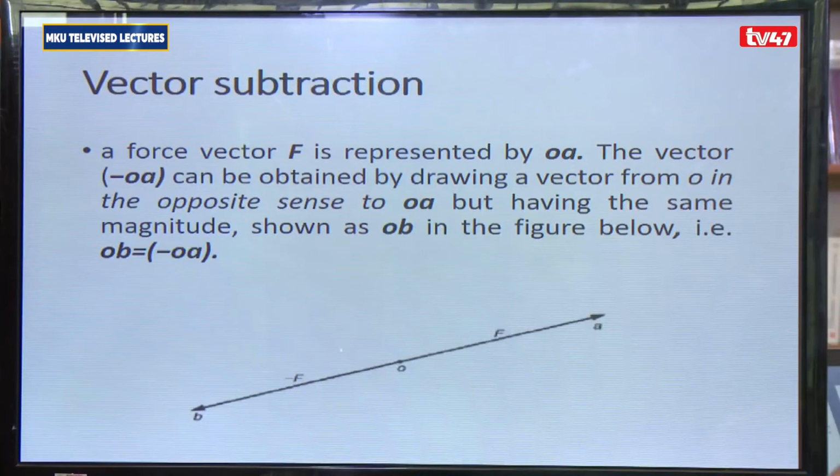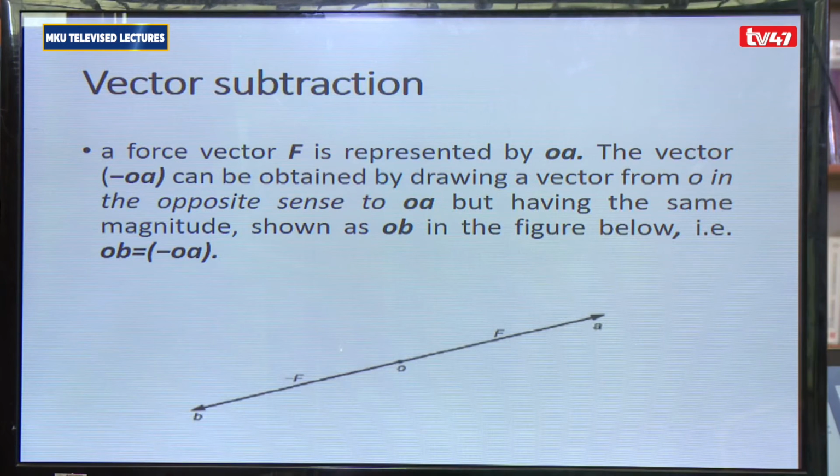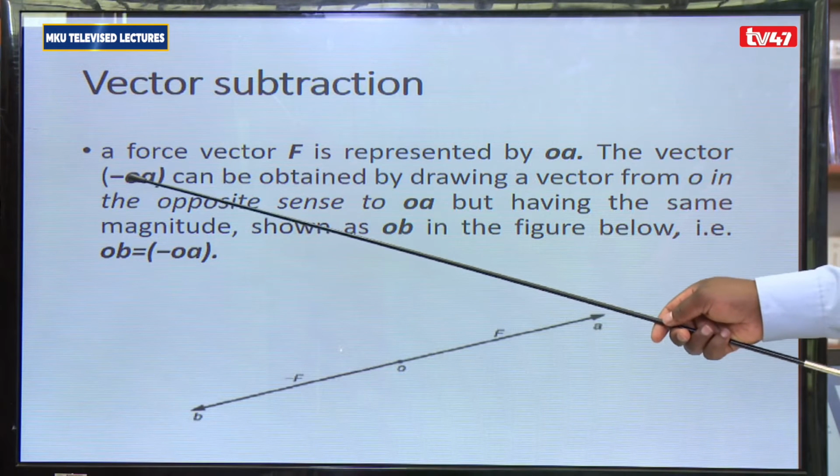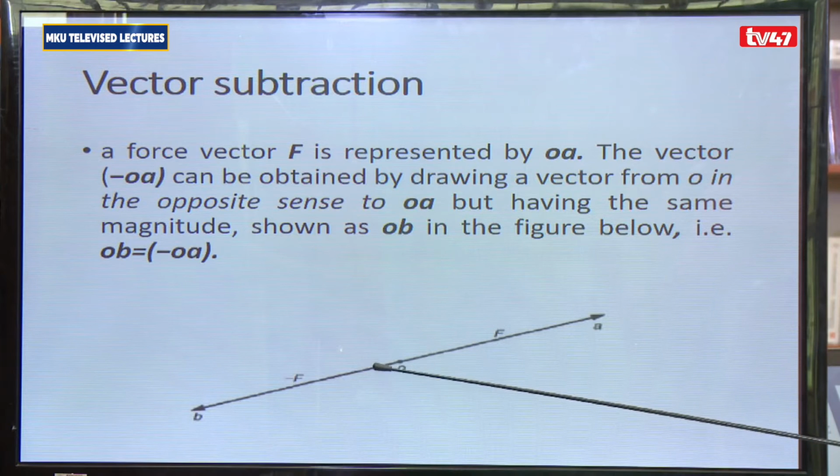In vector subtraction, if you have a vector F represented by OA, and then you are given the vector negative OA, it simply means that it is the same vector going in the opposite direction. It has the same magnitude, but what changes is the direction. So it moves in the opposite direction.